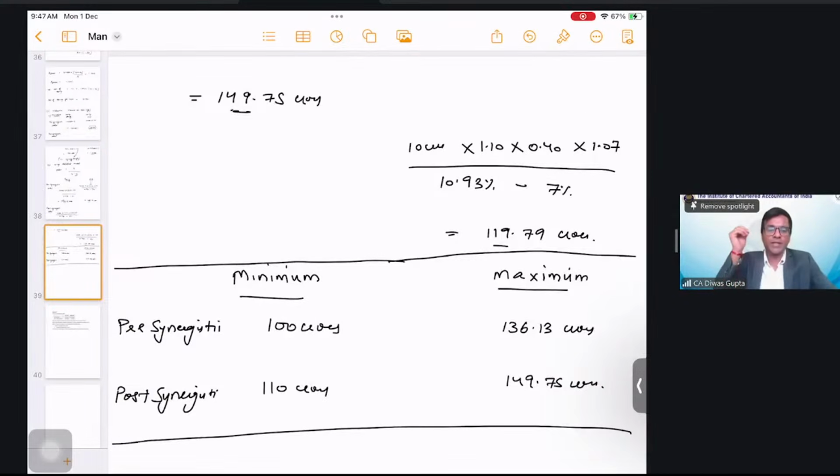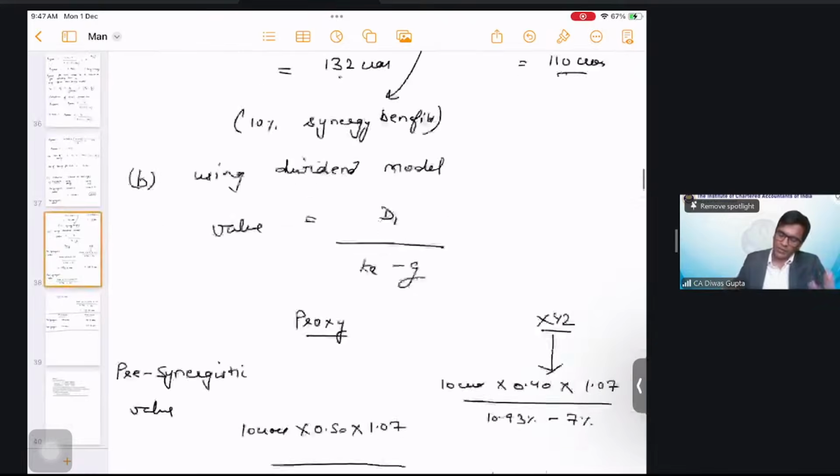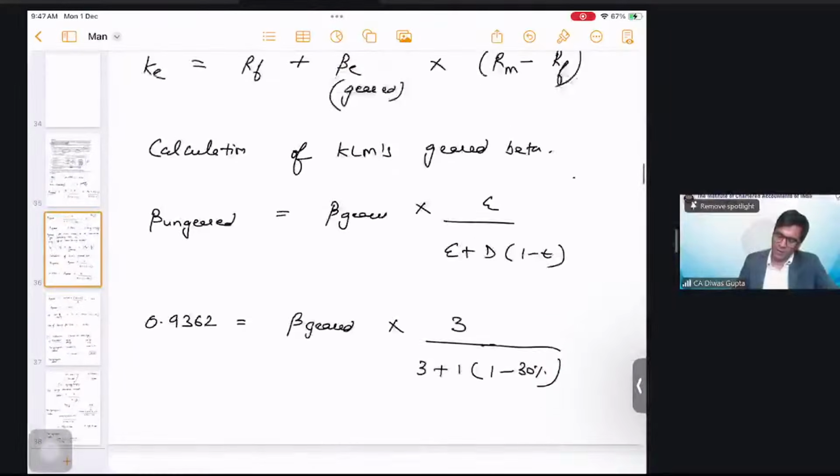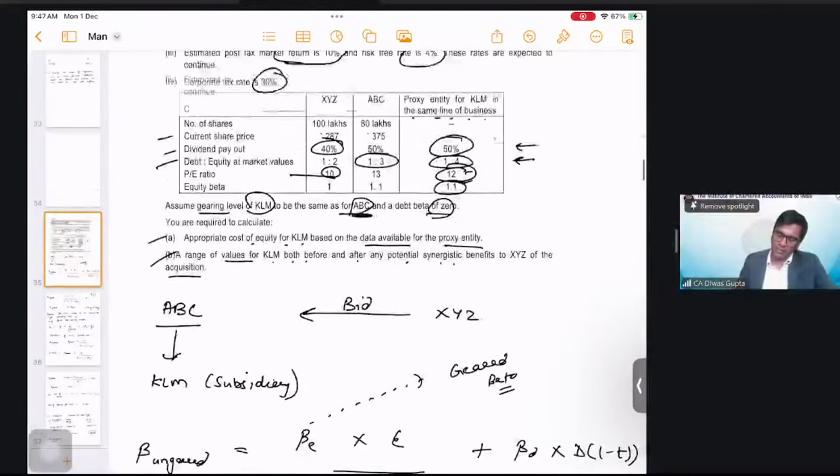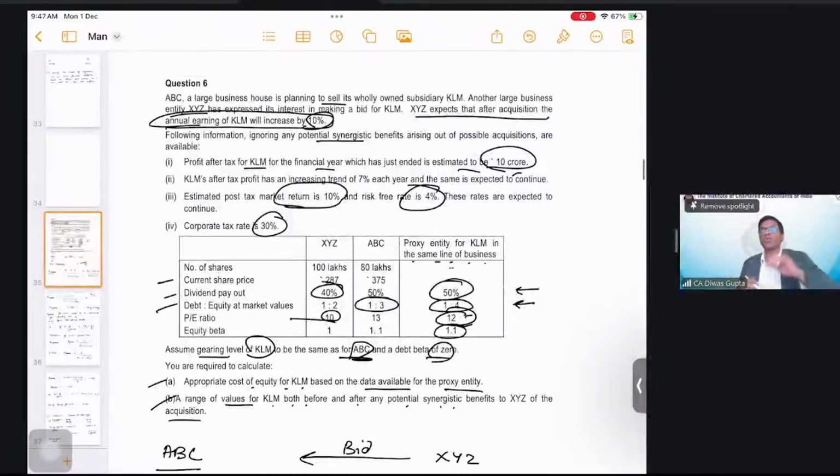Any questions, students, till now? Okay. So we'll move to the next part then. Students, we have covered till question number 6. We'll go to question number 7. But let me just summarize question number 6 overall.